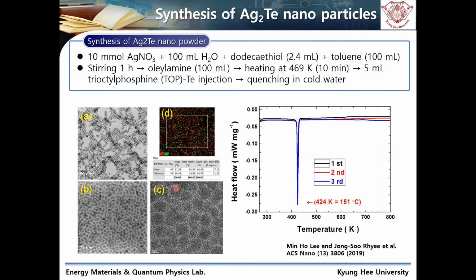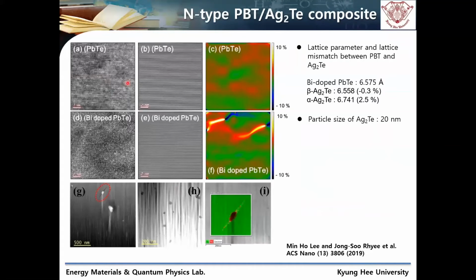Here is the lead telluride matrix. It's a very clean matrix, and the bismuth-doped lead telluride has more defects. This is a strain field map of the lead telluride and bismuth-doped lead telluride, and the strong strain field in the bismuth-doped lead telluride means that the impurities or imperfections are more prominent in the bismuth-doped lead telluride.